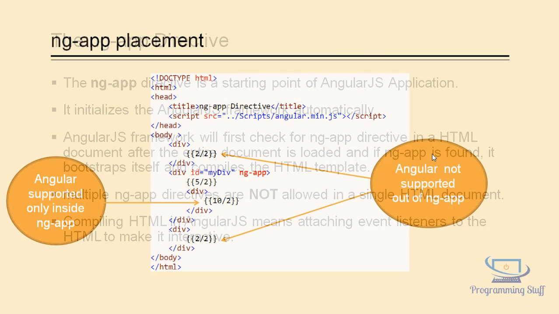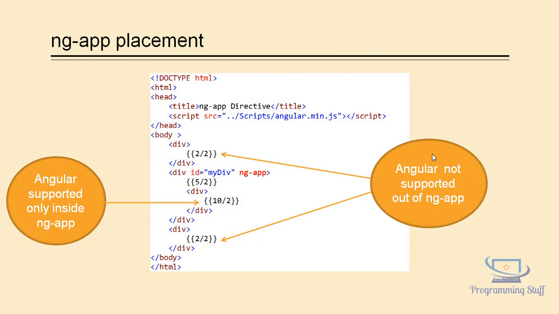Consider the following example, the ng-app placement. In this example, the ng-app directive is placed in a div element whose ID is mydiv. Therefore, AngularJS will only compile mydiv and its child elements. It will not compile the parent or sibling elements of mydiv. Okay. The parent and sibling elements will not apply Angular, only those within the div where ng-app is applied.